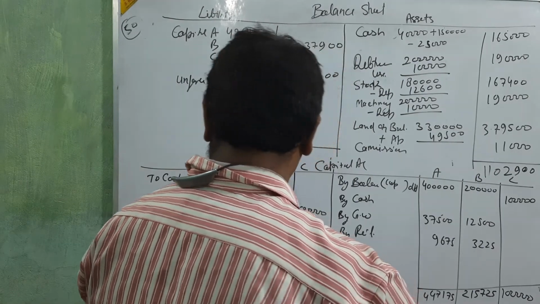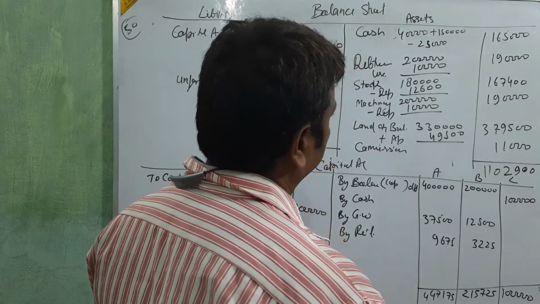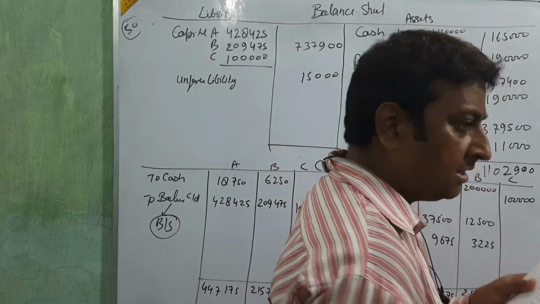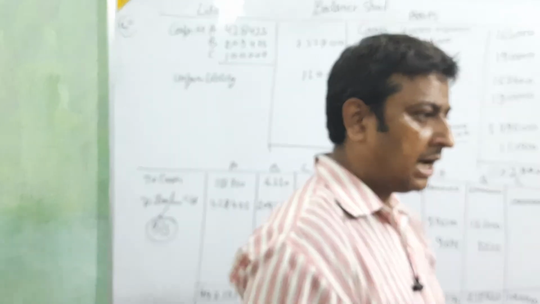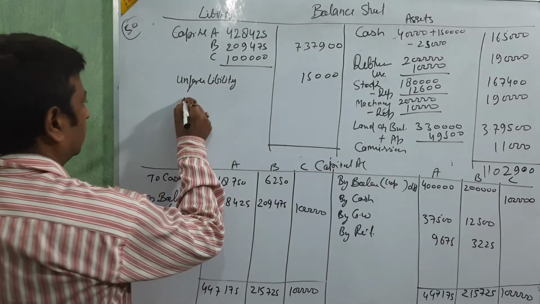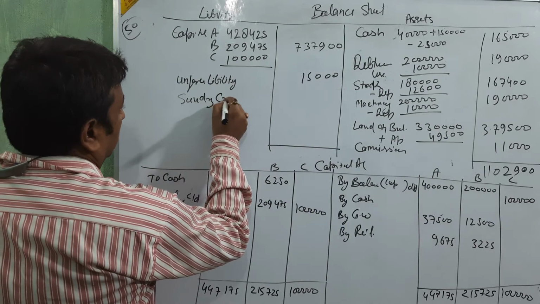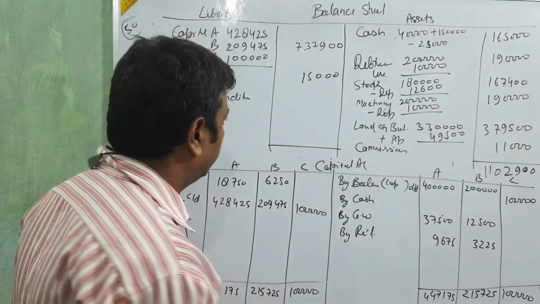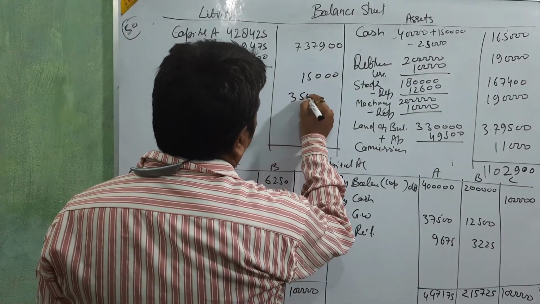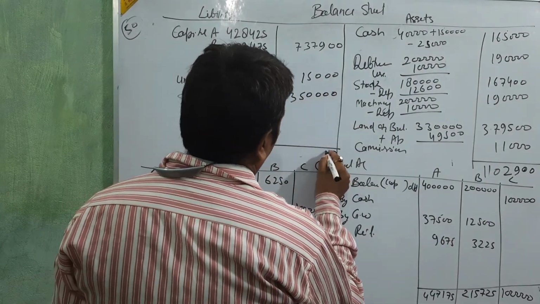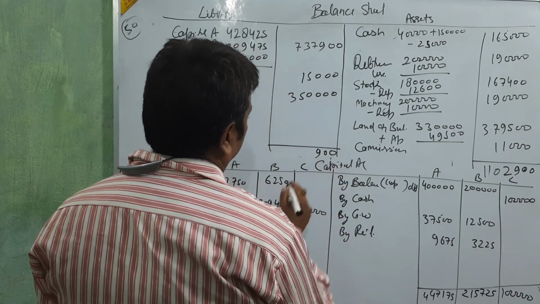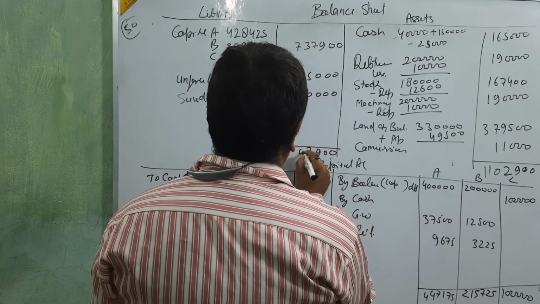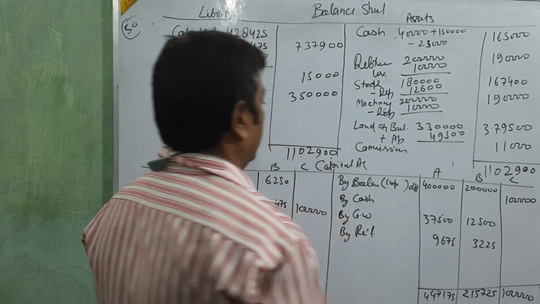Give me the book. Some liability is there, sure and certain. Current liability is given: sundry creditors. Tell me the amount of sundry creditors. It's 3,50,000. Actually, you were not filling this in the question, so the difference is coming.